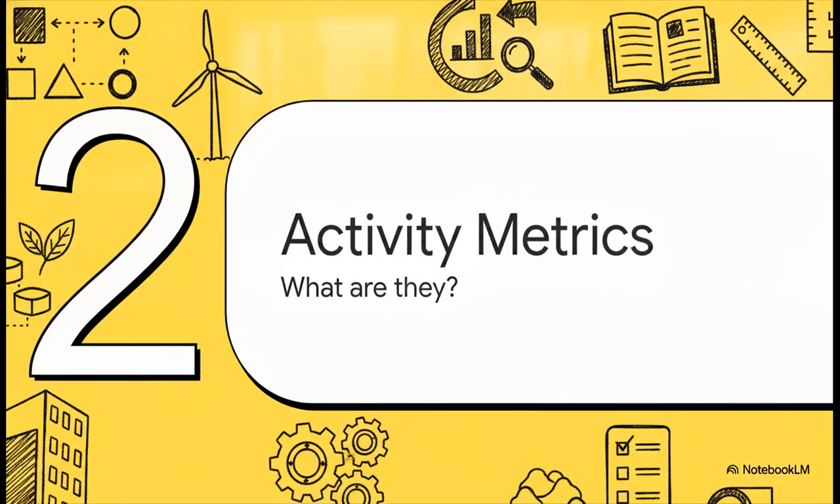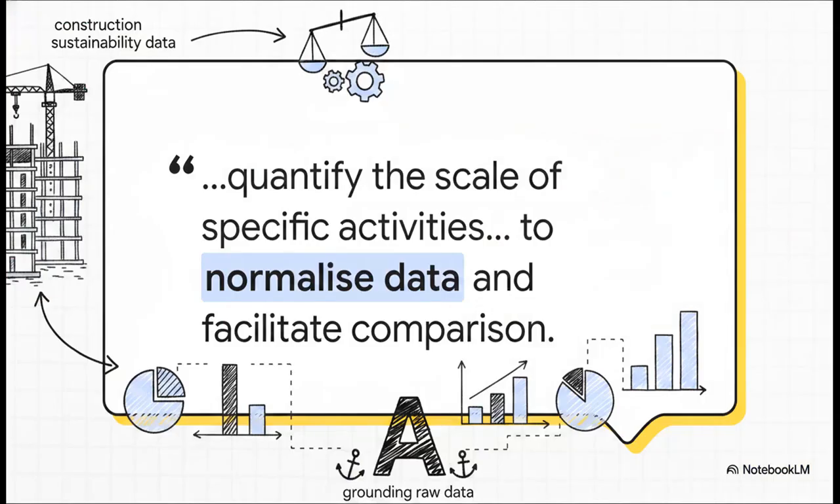Which brings us to Section 2. What are activity metrics? This is the standardized solution from the SASB framework that permanently fixes our comparison problem. The crux of it is captured right here in the SASB standard introduction. Activity metrics are specifically designed to quantify the scale of operations by an entity. The whole point is to use them alongside other metrics to normalize data and facilitate a truly fair comparison. Think of them as a mathematical anchor. They completely ground raw, floating data into operational reality.